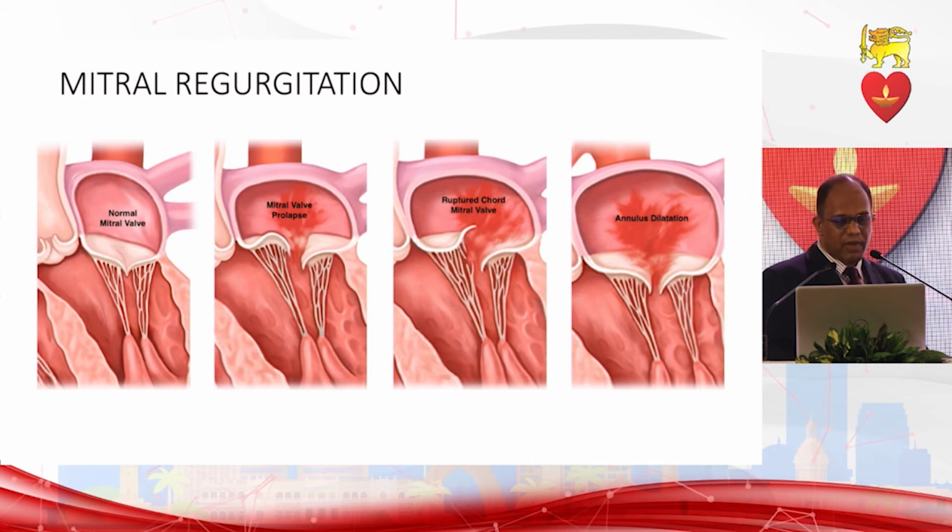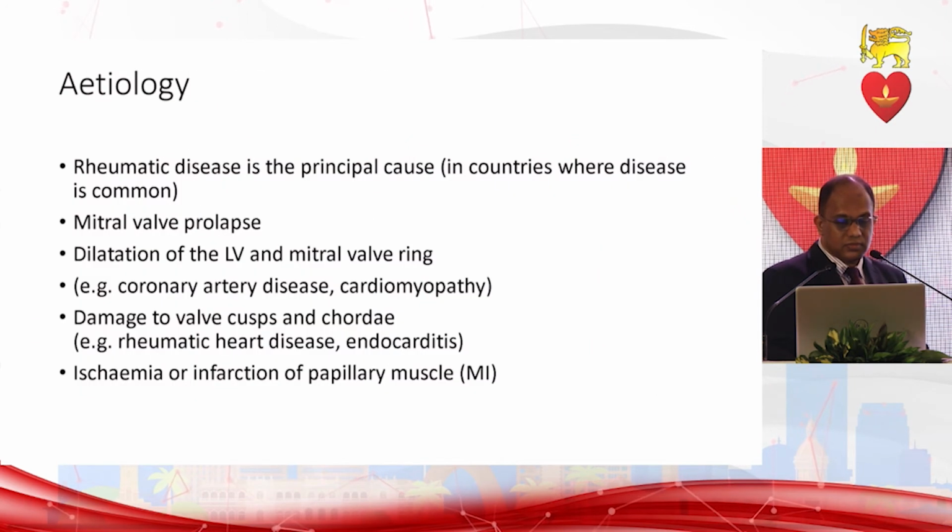So we'll move to mitral regurgitation. Mitral regurgitation has very complex pathophysiology. The mitral valve is affected by various pathologies, causing mitral regurgitation. It could be due to rheumatic valvular heart disease. It could be due to degenerative mitral valve prolapse. It can be due to dilatation of the mitral annulus, and sometimes damage to the chordae and cusps due to rheumatic disease and endocarditis can cause mitral regurgitation.